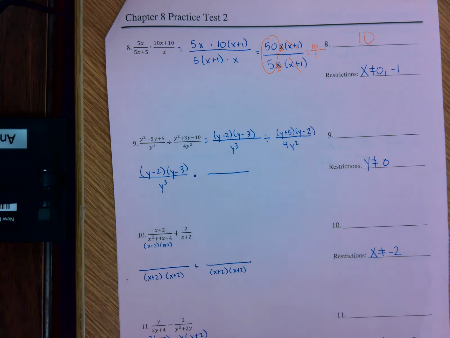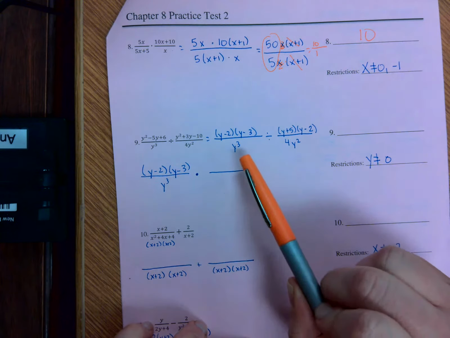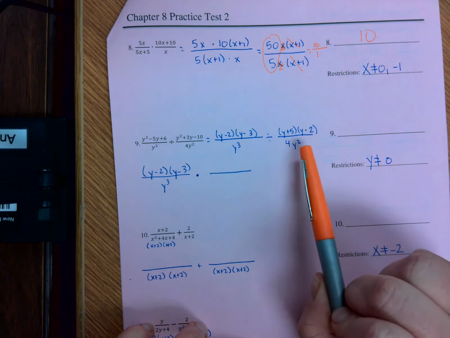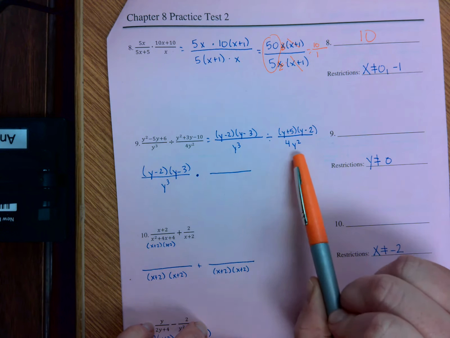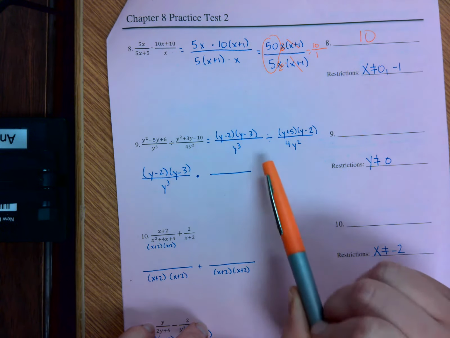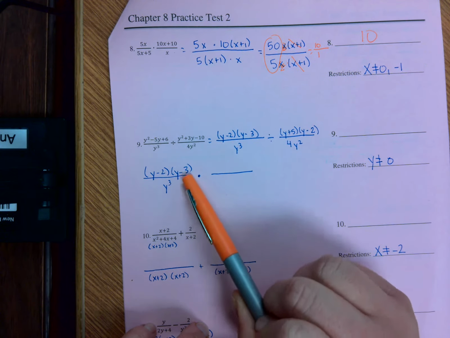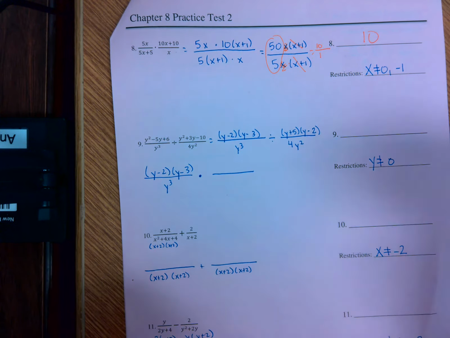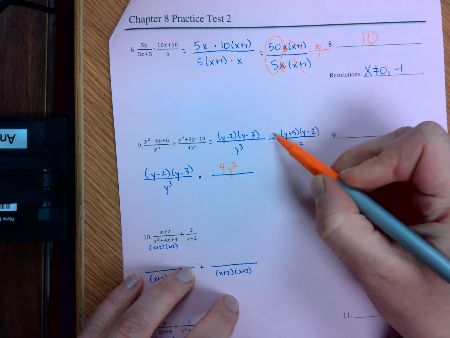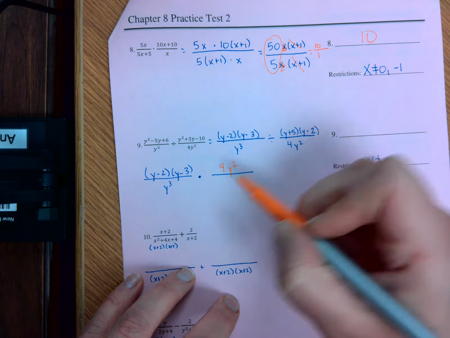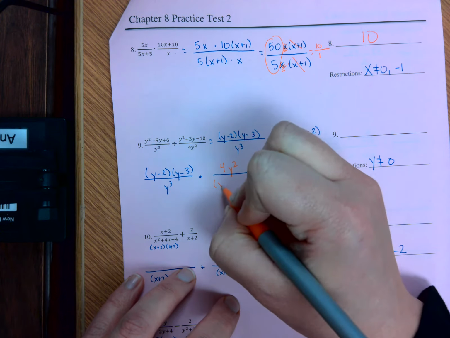Here for question number 9, first thing I did is factor here. So I've done nothing else, factored. And then I set up my restrictions because y is all by itself, y can't be 0. With division, this first fraction always stays as is. You only flip the second fraction. Dividing by a fraction is multiplying by its reciprocal.